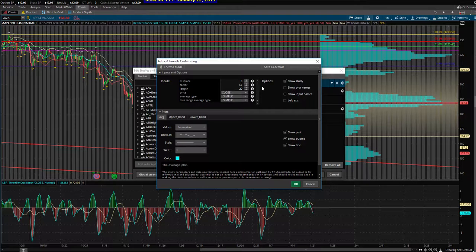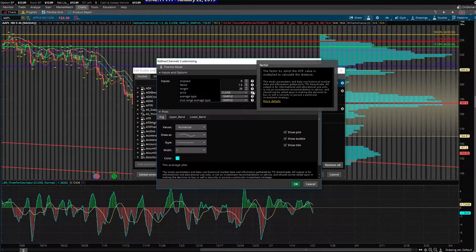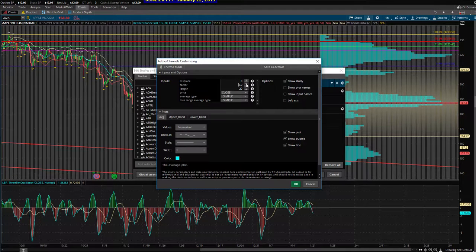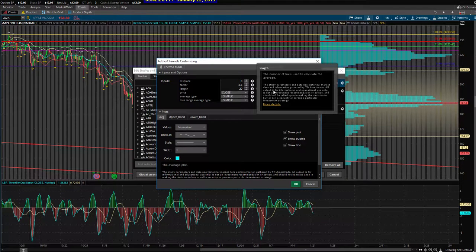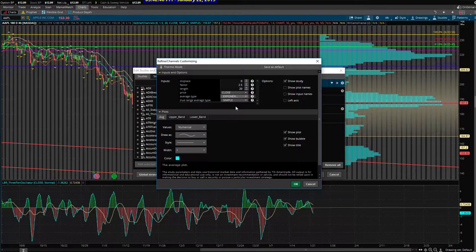Settings. All right, the factor. If you go to here, you can look at the question and it said the factor by which the ATR value is multiplied. Okay, so I think you need a 2.5 factor. So 2.5. And I'm not sure what the look back is, which is the number of bars that create the average for the Keltner. I think he uses a 14 look back. The average type is exponential. I think that's how it looks.